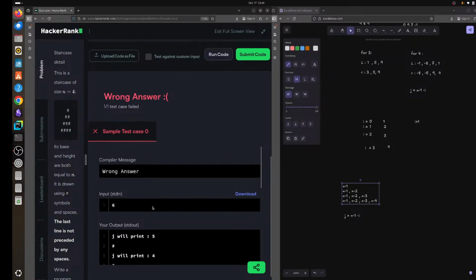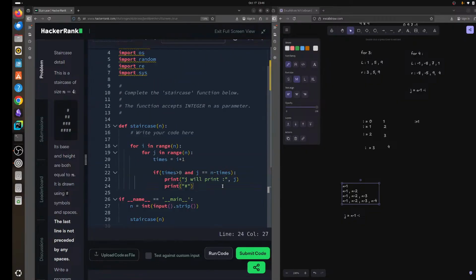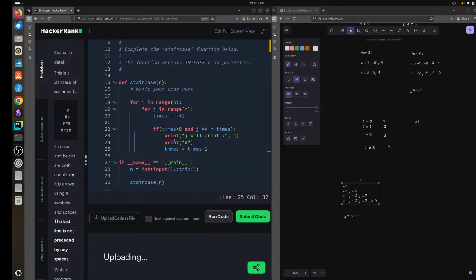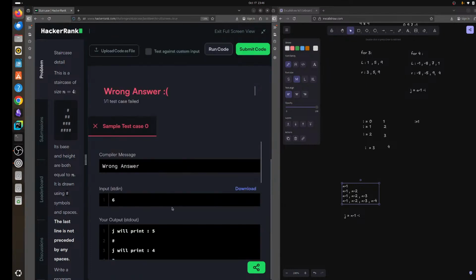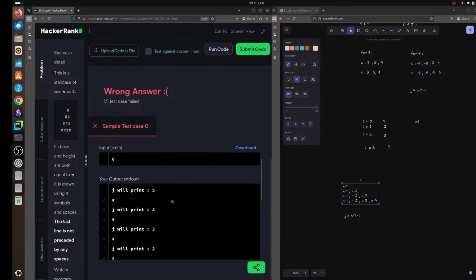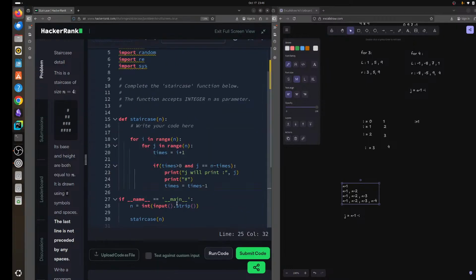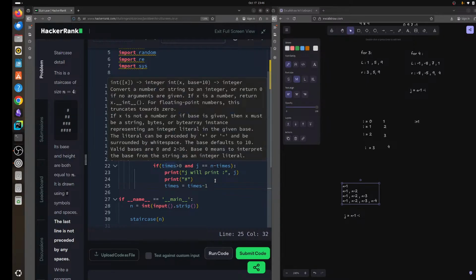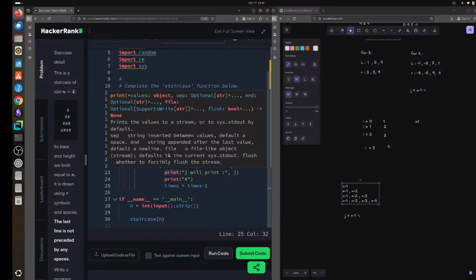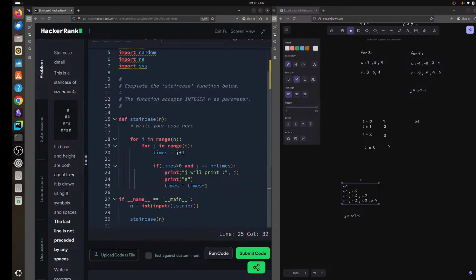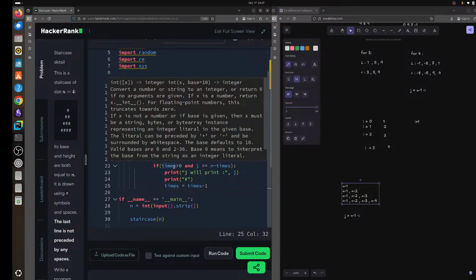Print 4. Sorry, here once we print we will decrease the times. Times equals times minus 1. And run code. j will print 4. Why? So times greater than 0, obviously. How many times will it print? 2 times. Times 2 is greater than 0.